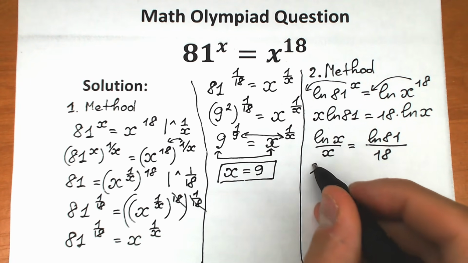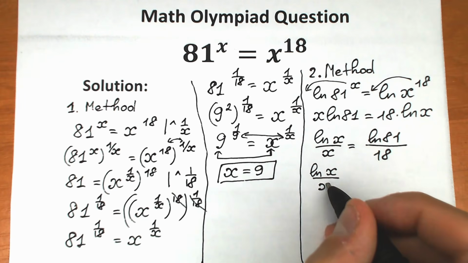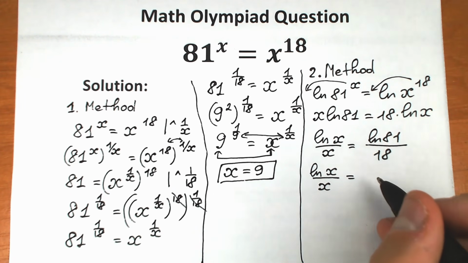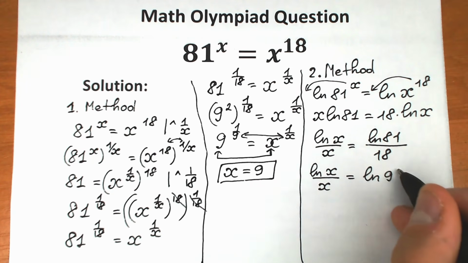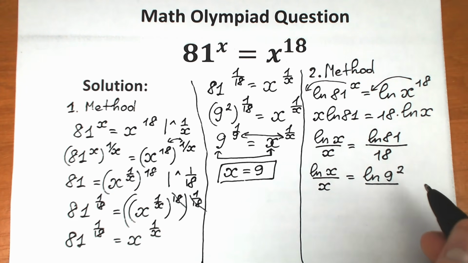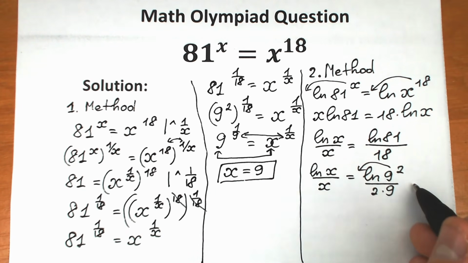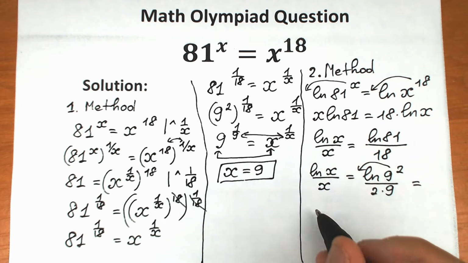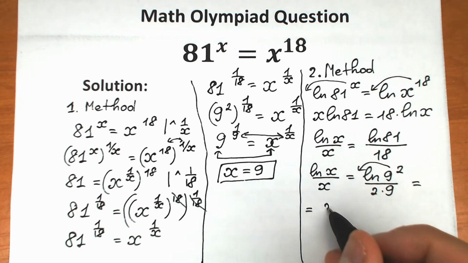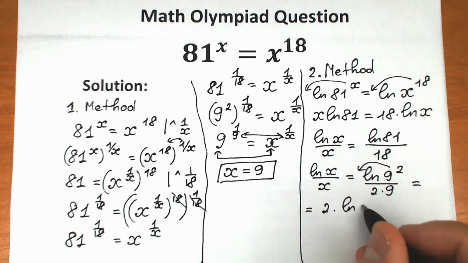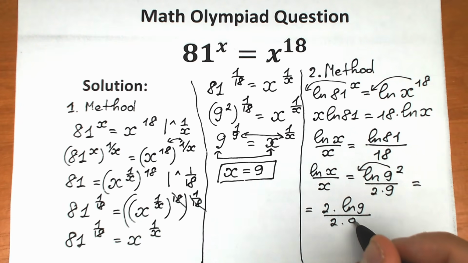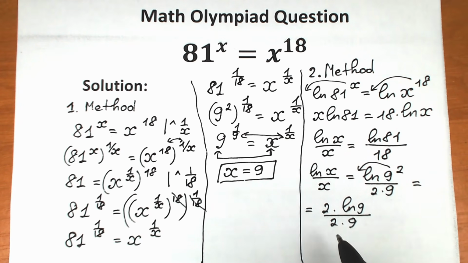But right now, natural log x over x equal to, let's write this 81 as 9 squared. So we have natural log of 9 squared, and let's write this 18 as 2 times 9. These 2 will come down because this is an exponent, and according to the log property it comes down, so we have 2 times natural log 9 over 2 times 9. We can cancel the 2 because it is a constant in front of the natural log. We can't cancel this 9 because it is inside the natural log, but it doesn't matter.